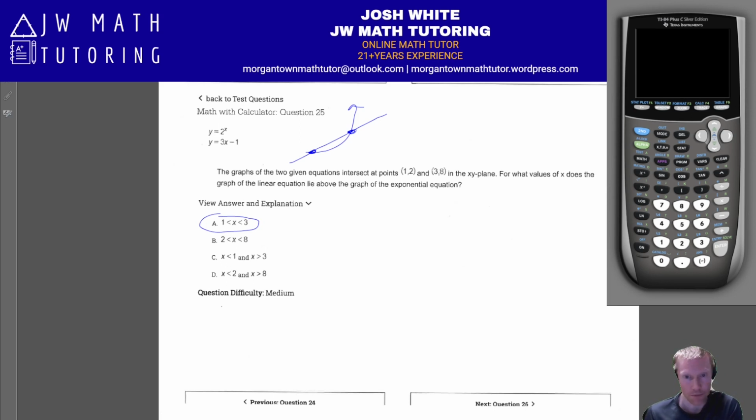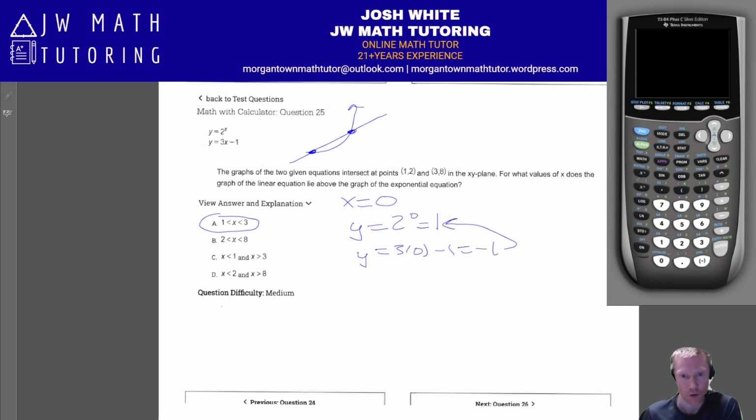So for example, let's say I take the value x equals 0. I plug that into the first equation. It's y equals 2 to the 0, which is just 1. I plug it into the second equation. It is y equals 3 times 0 minus 1, which is just going to be 0 minus 1, or negative 1. Now, is the linear equation above the exponential equation? In other words, basically what I'm asking is, is this y value greater than this y value? And the answer is no, it is not. So that means 0 is not in the solution set.